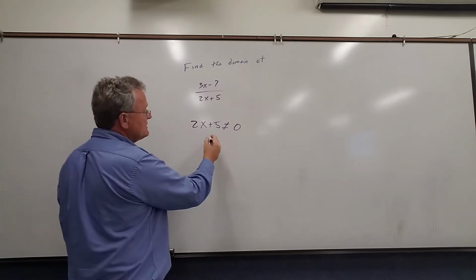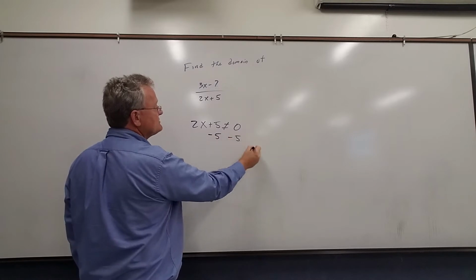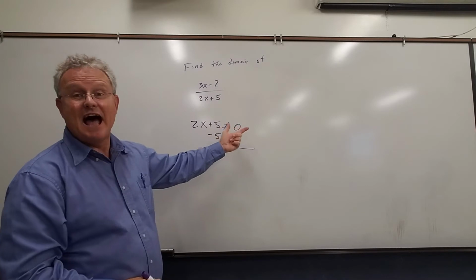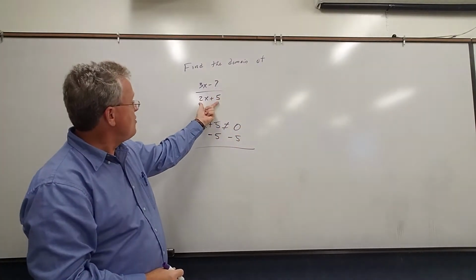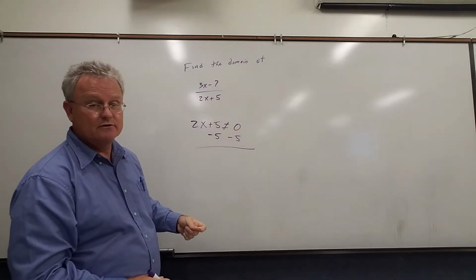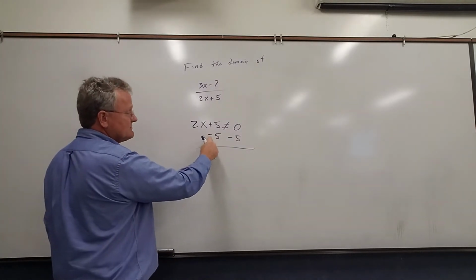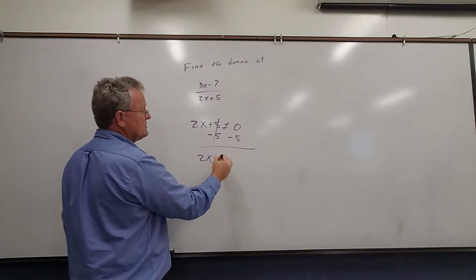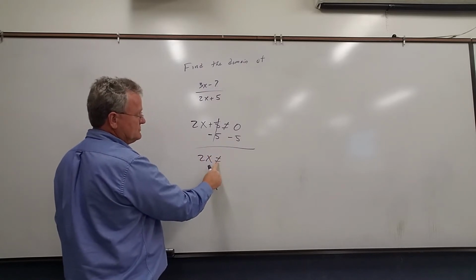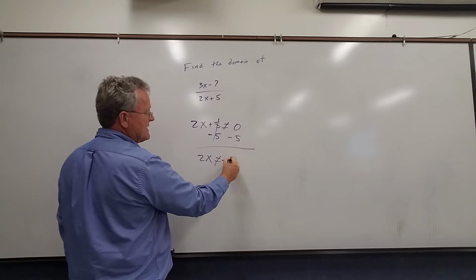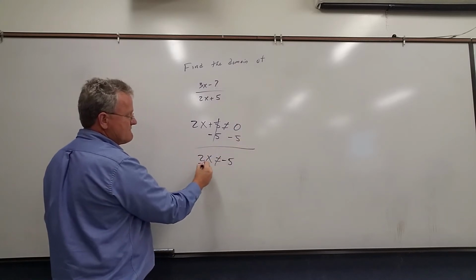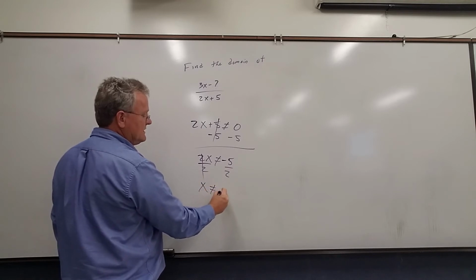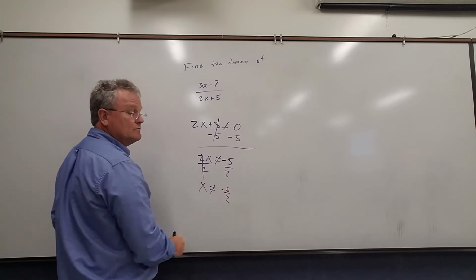So we solve this. Subtract 5 from both sides. So this is the first time I think we've seen this. This means not equal to. So we don't want this equal to 0. So to solve this, I subtract 5 from both sides. We get 2x. We do not want 2x to be negative 5. To solve this, we divide by 2. And x cannot be negative 5 over 2.